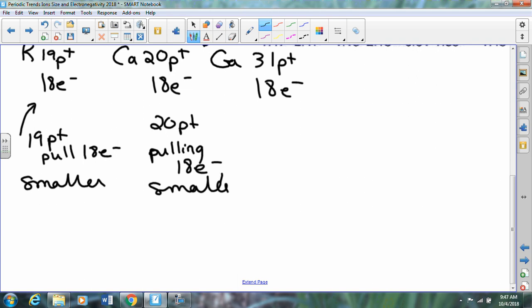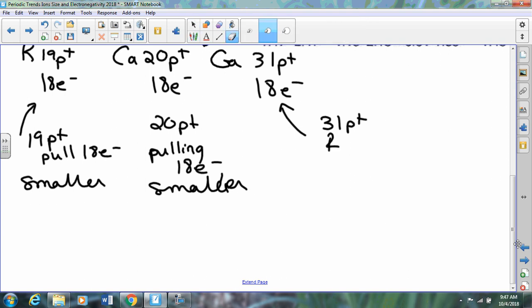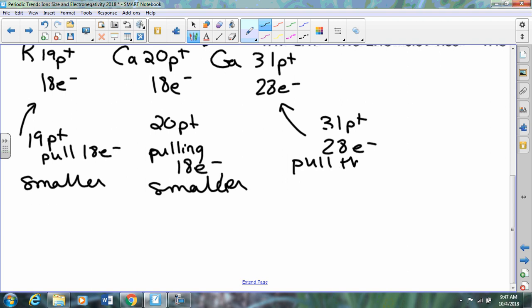And finally, in this comparison, 31 protons pulling on, and it wouldn't be 18, it would be 20. Let me fix that. That would not be 18, that would be 20. Fix that. 28 electrons. It's going to pull in the greatest. So it's going to be what we call the smallest.